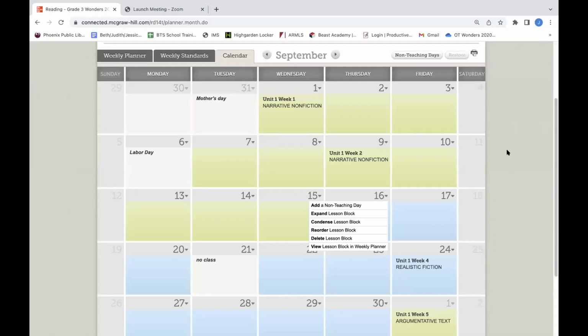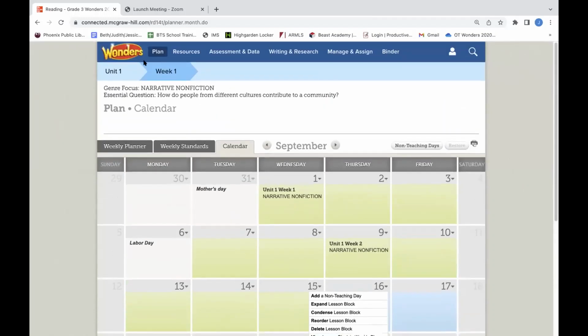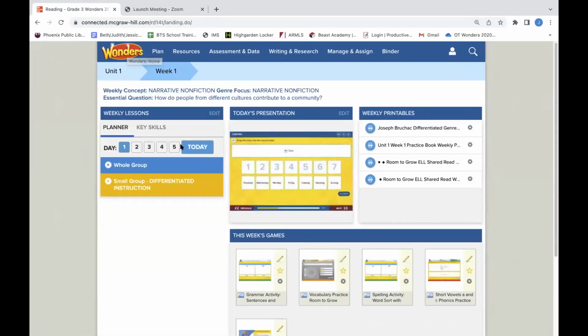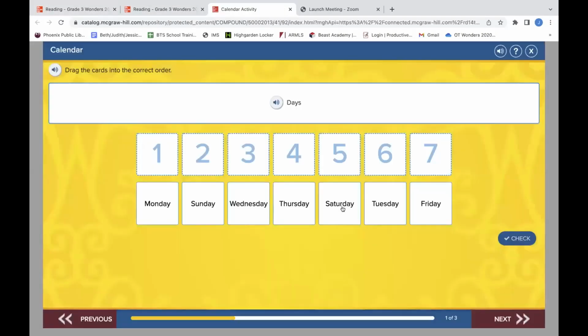All right, and so the presentation, if you're wondering about accessing the presentation if you were instructing with students, if I go back up here to my Wonders icon in the top left, I get back to my main dashboard page. And so when I hover here over the today's presentation, you'll get a little pop-up banner that allows you to click go. It will open up in a new tab or window, depending on your internet settings.